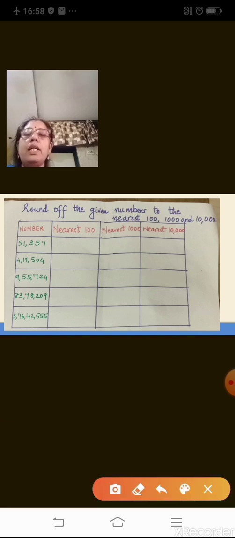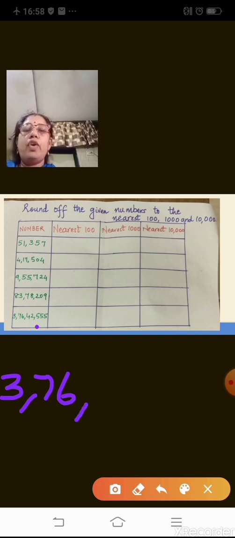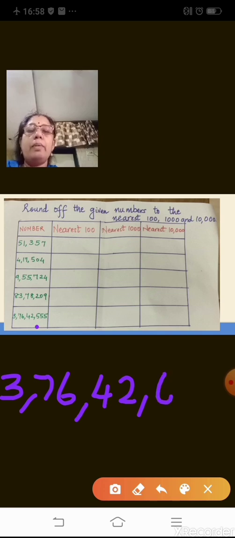3,76,42,555. So now the number in the hundreds place is 5, whereas the number in the tens place is also 5. So while rounding off, your number will become 3,76,42,600. In the hundreds place it is 5 and in the tens place also 5. So 5 plus 1, in the hundreds place you will raise one number up, so it will become 6. And in the tens and the ones place you will put a 0.